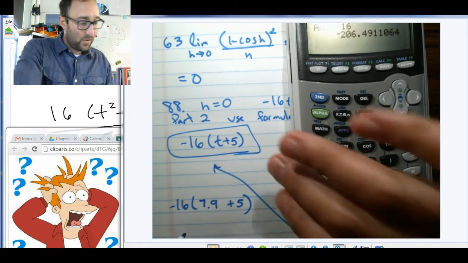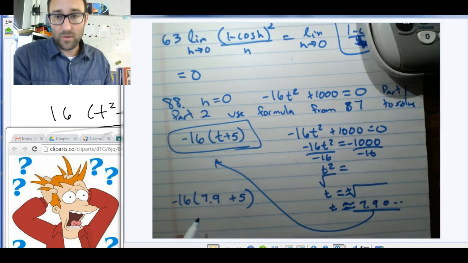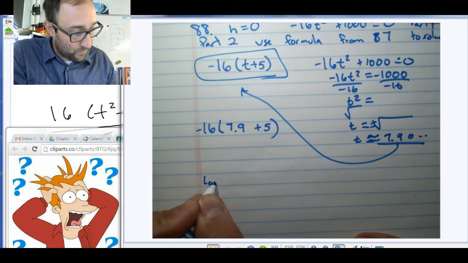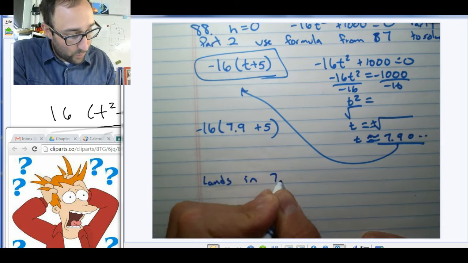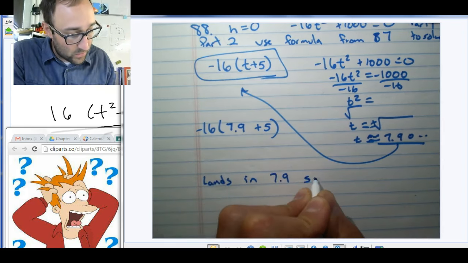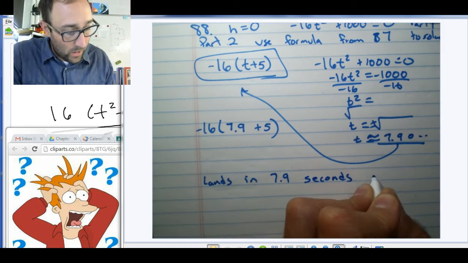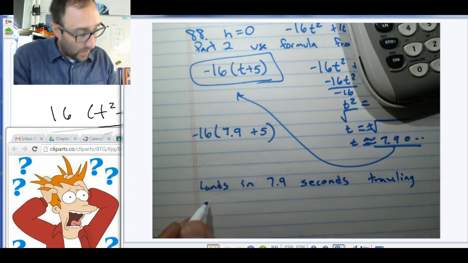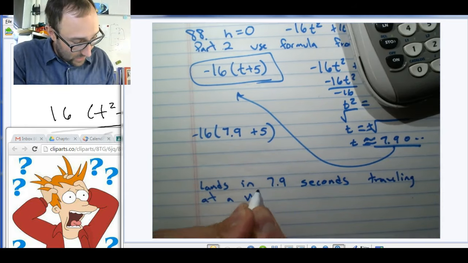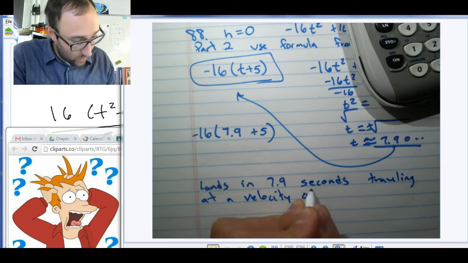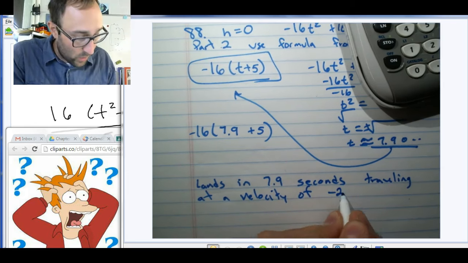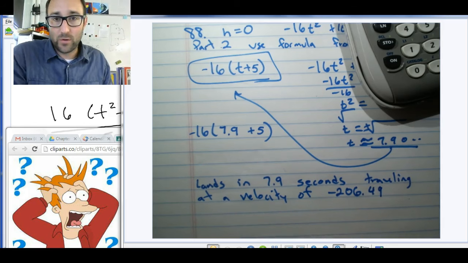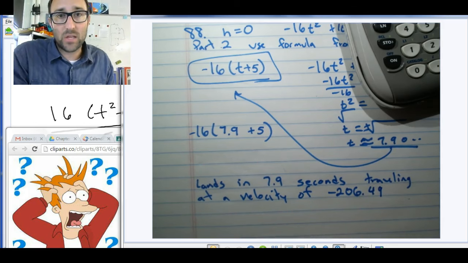So let's say okay, and let me just make sure that I have a good answer. For part 1, it lands in 7.9 seconds, and it's traveling at a velocity of negative 206.49 about. And make sure you have your units, because remember, one point on the AP test is getting the right units.